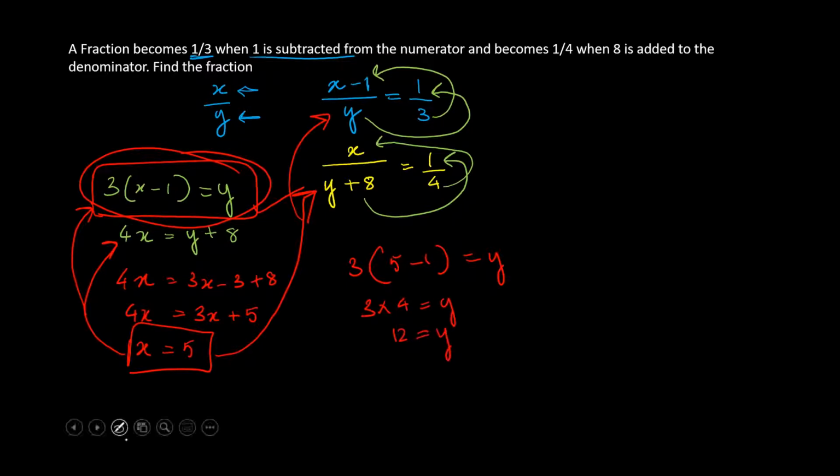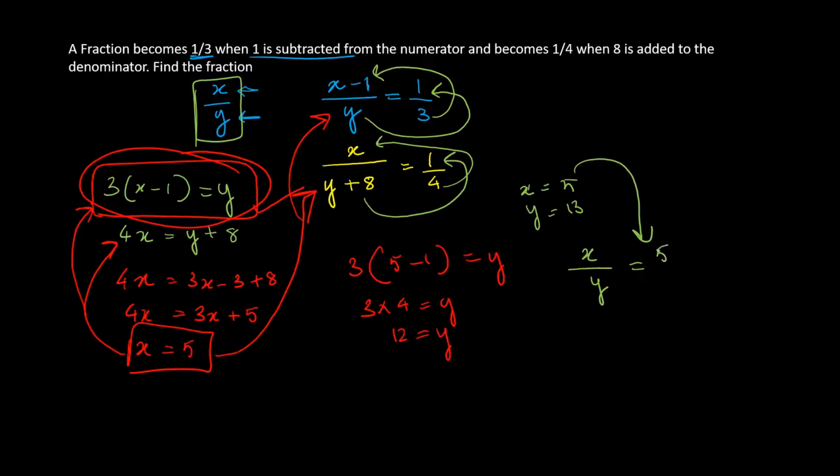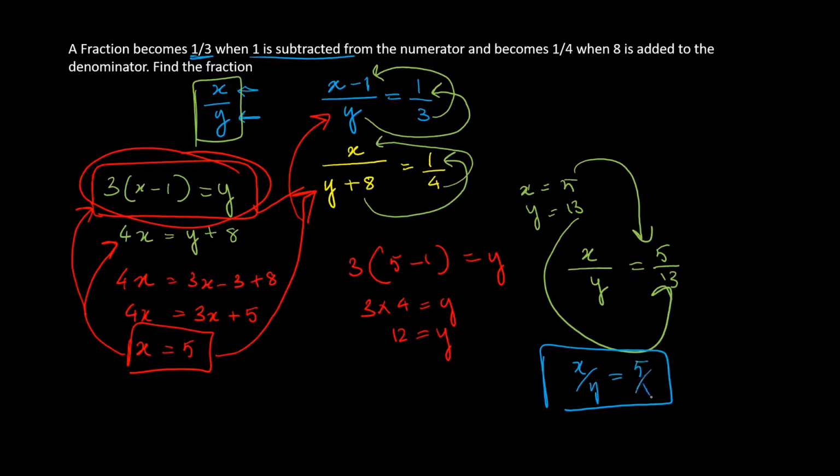Now after we get our values of x and y, which is x as 5 and y as 13, we have taken our fraction to be x by y. So the fraction we want is x by y, and that is 5 by 13.